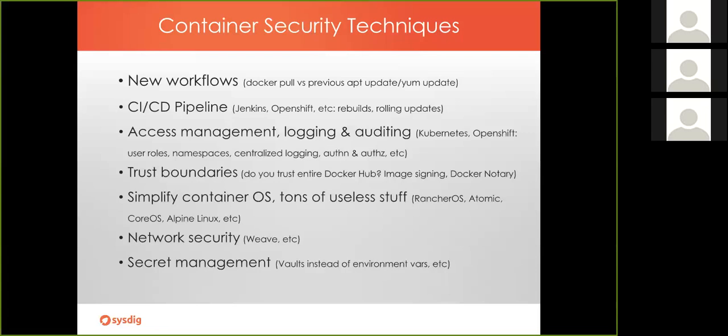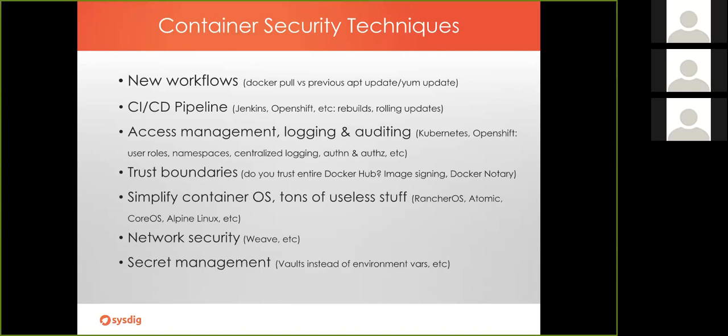Then we have a whole set of different tools for management, logging, and auditing. For example, Kubernetes and OpenShift provide user roles, so developers have access only to what they exactly need to have access to. We can use namespaces to differentiate between production and staging or development scenarios. We can use centralized logging. Actually, we need to use it. There is no other way when doing containers. So these are strategies that we need to adopt as well.